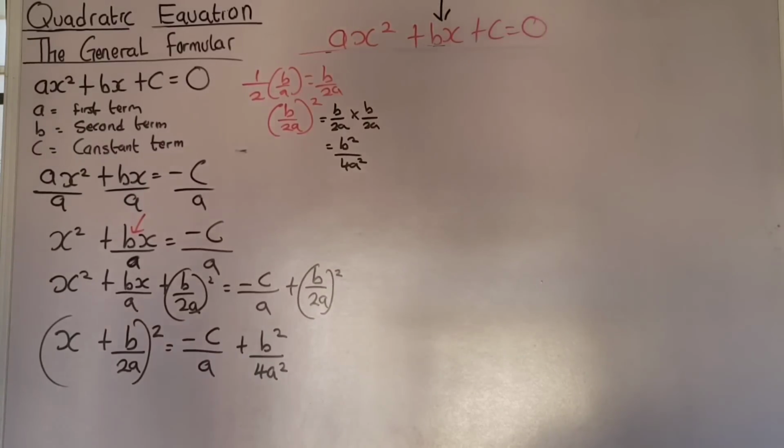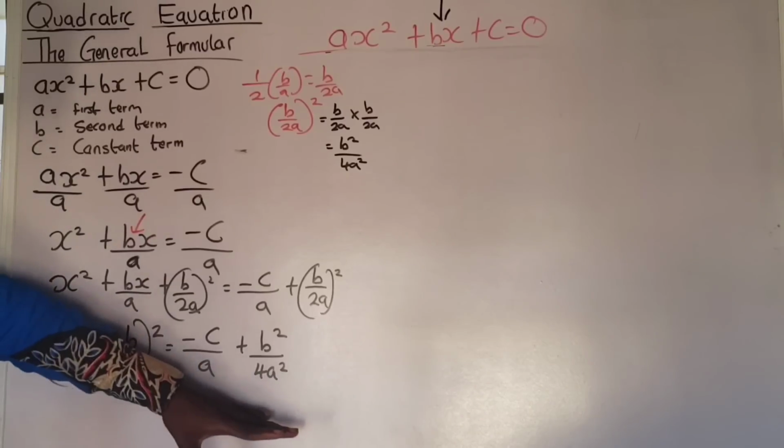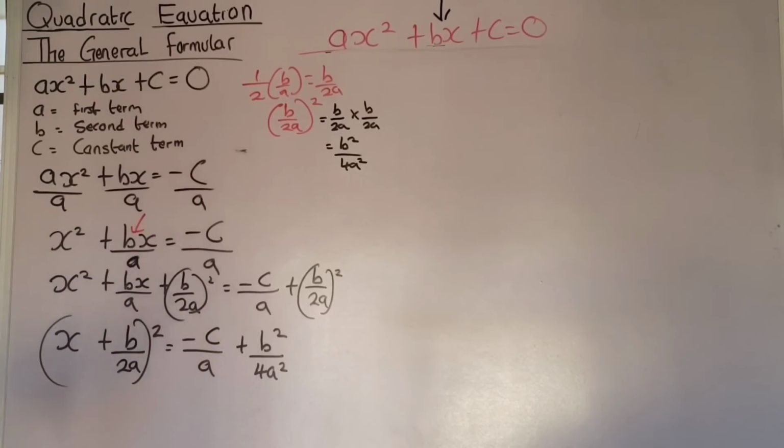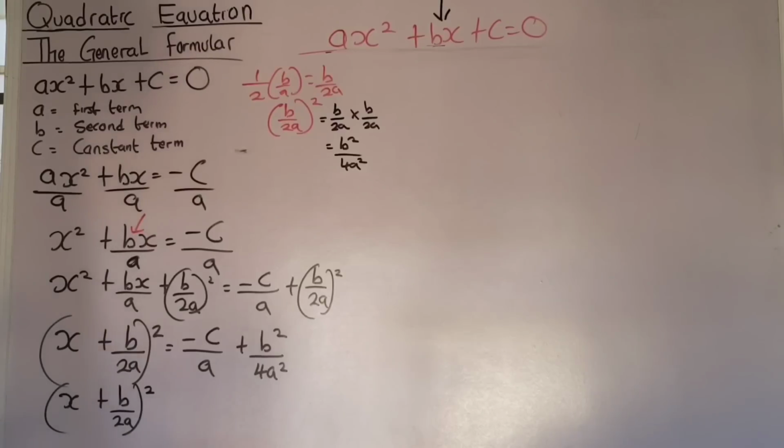Now we have gotten to this point. What do we do next? Please listen. The left hand side of the equation can still be simplified. So I'm going to have x plus b all over 2a. You are going to put square. Don't forget the square.